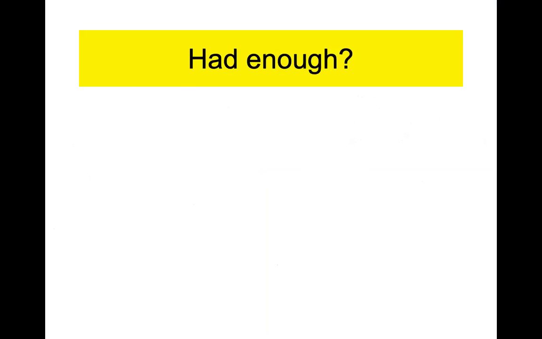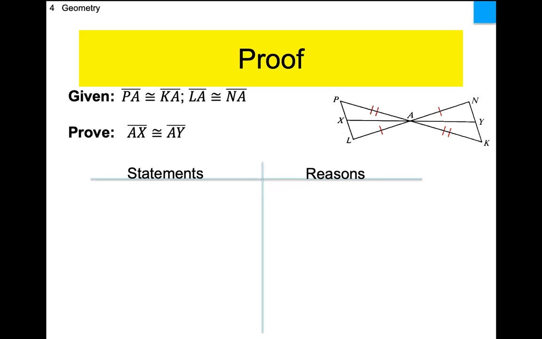Had enough? Oh no, there's more. I think this is the last one, right? Last one? Or is it two more? Two more, okay. This one, once again, looks like a bow tie. If there's one to mess up, it's this one, and I'll show you why when we do it. Okay, what are we trying to prove, Karis?